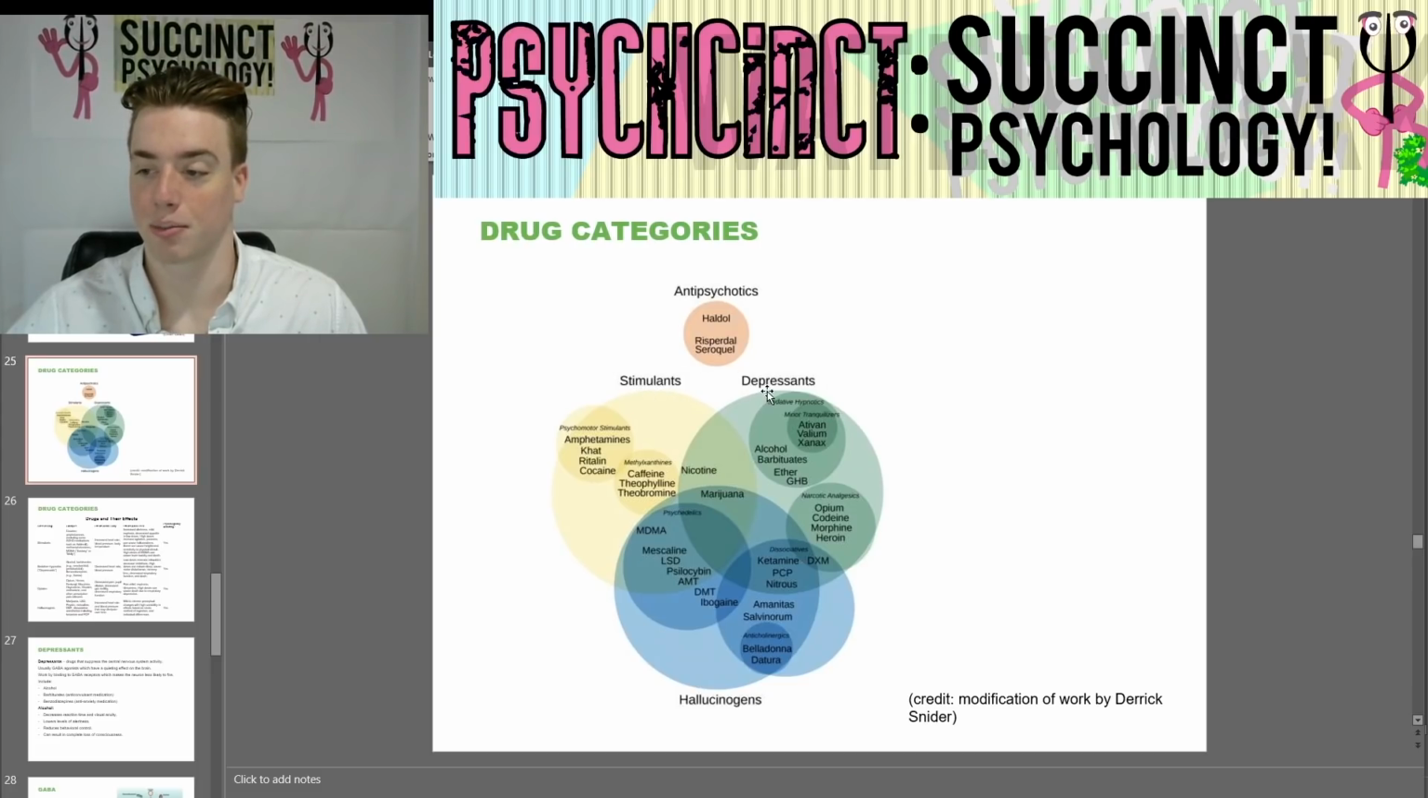Here we have a nice diagram of drug categories. You have stimulants, depressants, and hallucinogens, and then you have all these different drugs in here. It goes into separate circles. So psychomotor stimulants like amphetamines, cat, Ritalin, cocaine. You have sedative hypnotics: alcohol, barbiturates, ether, GHB. And then you have certain drugs that are combinations of multiple categories, like marijuana, which is a combination of a depressant, a stimulant, and a hallucinogen.